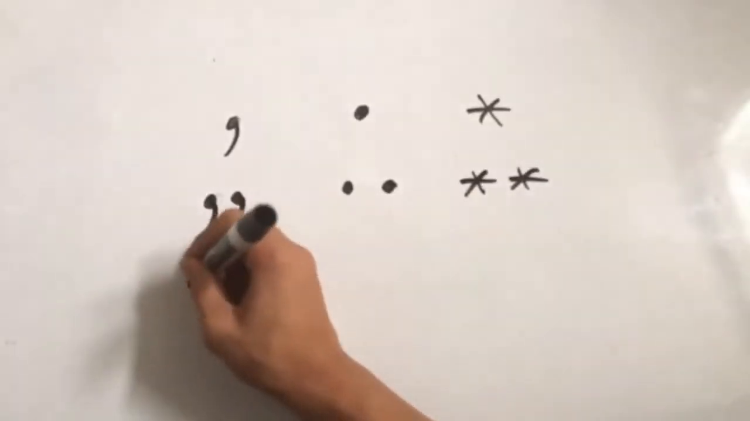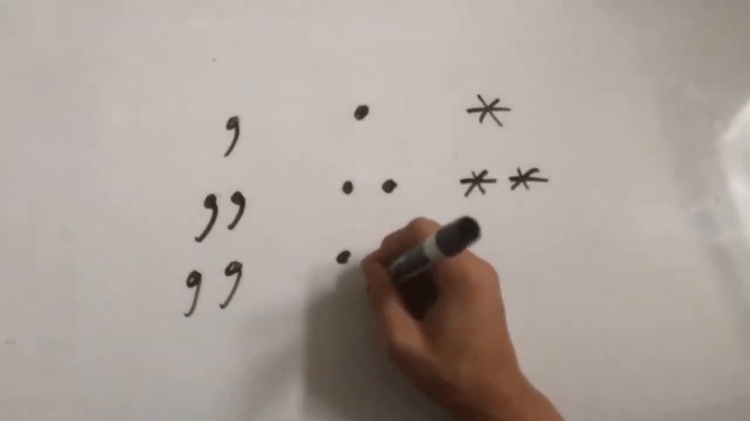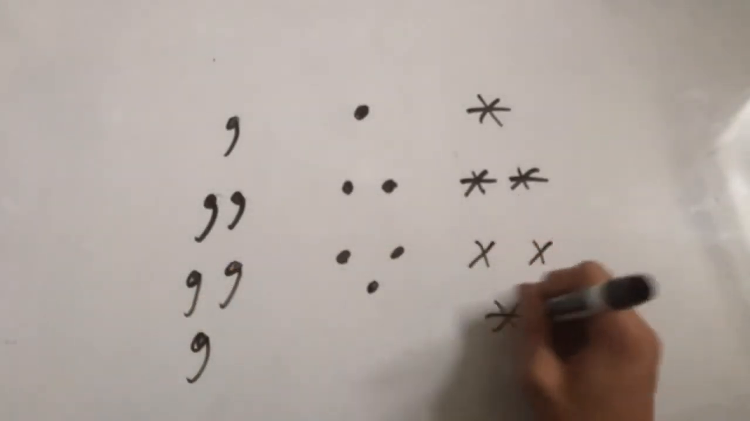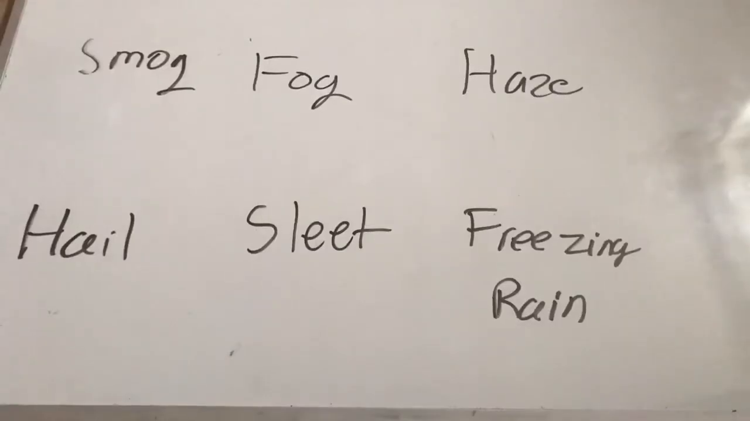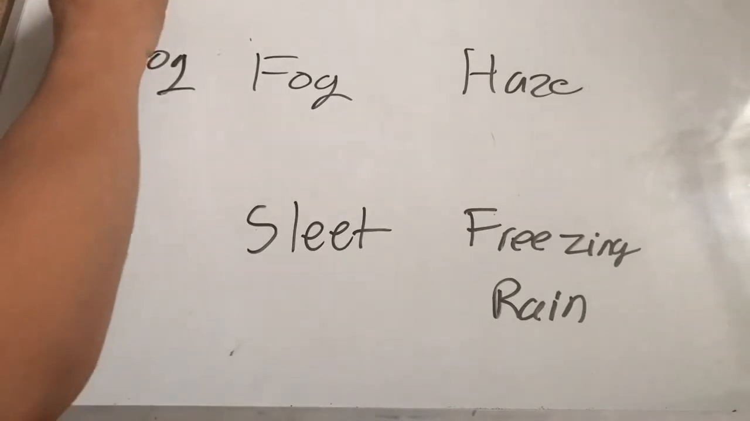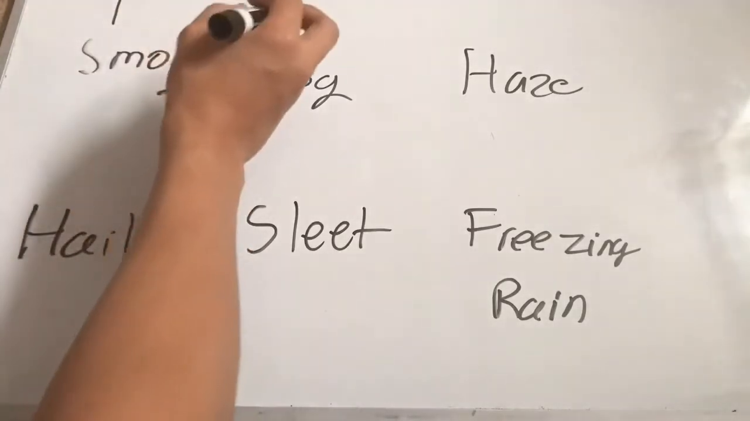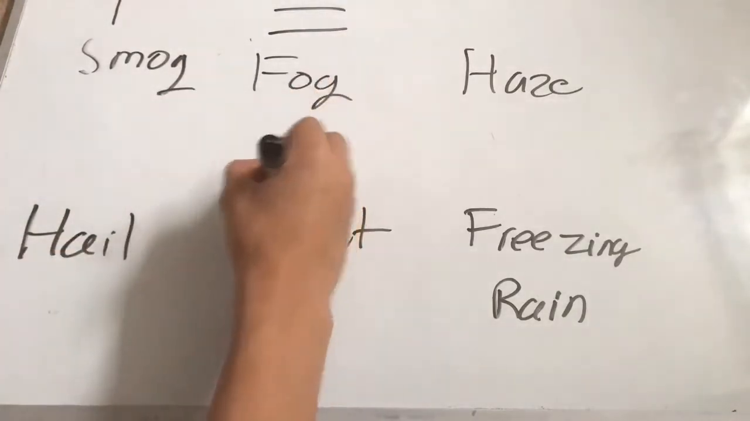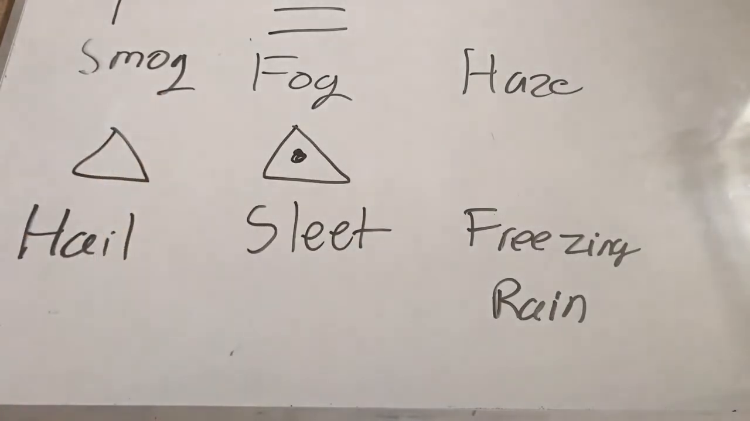And if it was heavy, for example, heavy drizzle, heavy rain, and heavy snow, then there would be 3. There are also symbols for these conditions too. For smog, it is a vertical line and then a squiggly line. For fog, it is the equal sign. For sleet, it is a triangle with a dot inside, and for hail, it's just an empty triangle.